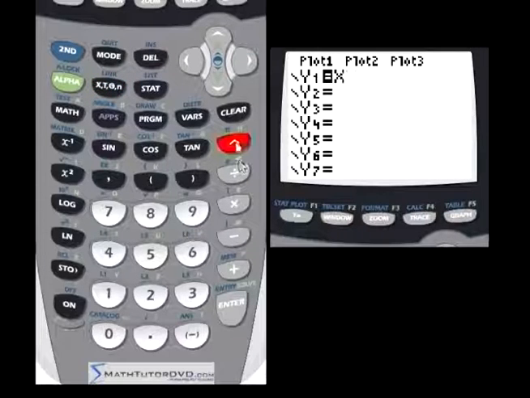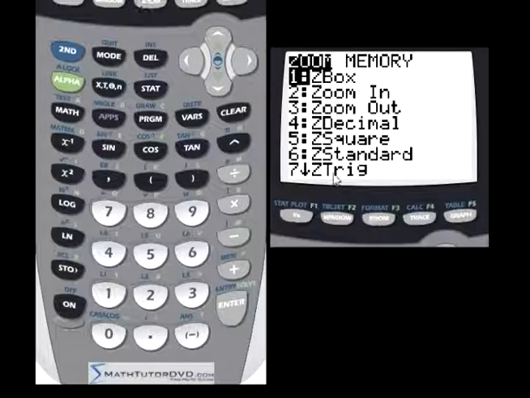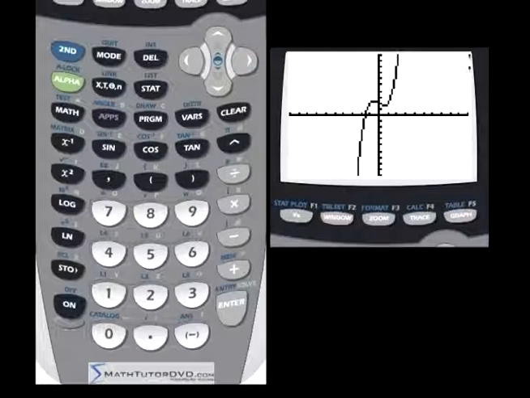Let's go x cubed minus x, let's say, plus 2. X cubed minus x plus 2. And let's go to the standard zoom. So that's number 6. And it's going to plot this for us, so it's a nice little function.